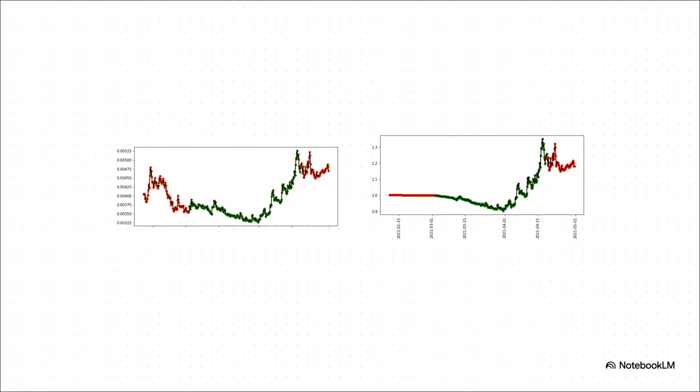Okay, so how in the world did it do that? Let's break this down. The graph on the left, that's the market price. See those little dots? The green dots are when the agent decided to buy, and the red dots are when it sold. Now look at the graph on the right. That shows the agent's account balance. You can see how the agent's decisions on the left directly created that steady upward trend on the right. It figured out a profitable trading strategy from scratch.